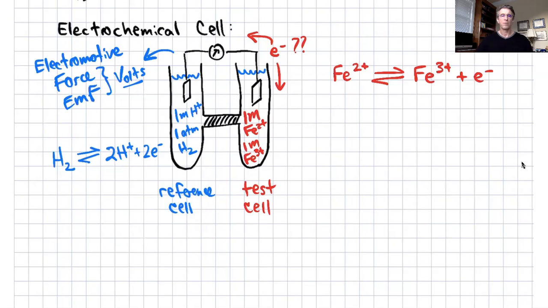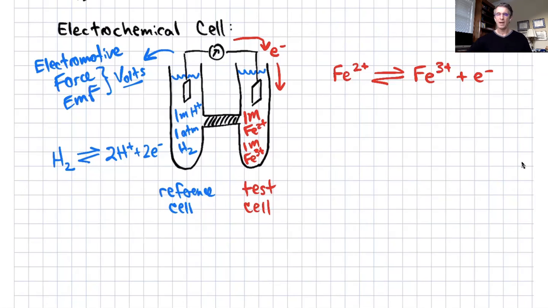electrons in this case flow from the reference cell into the test cell, right? So in other words, this iron 2, iron 3 redox reaction pulls electrons. It's oxidizing the reference cell and pulls electrons in that direction, right? In the direction of the test cell reaction, right?